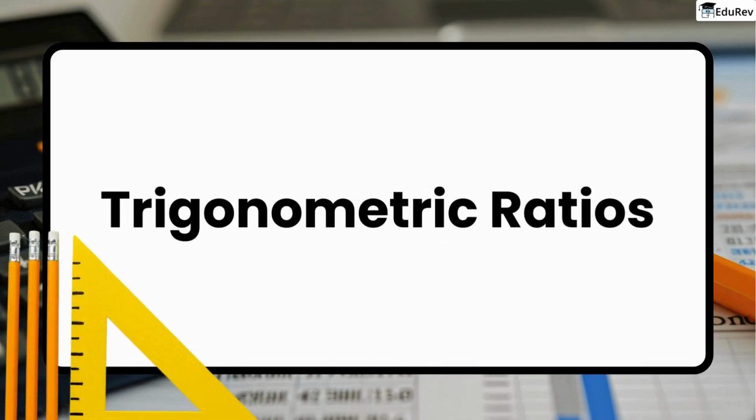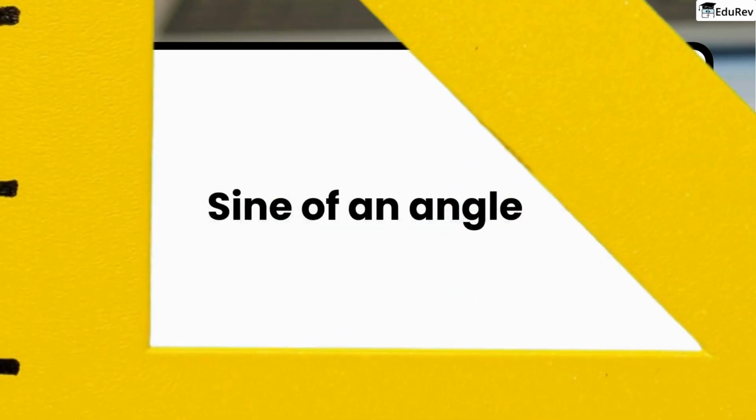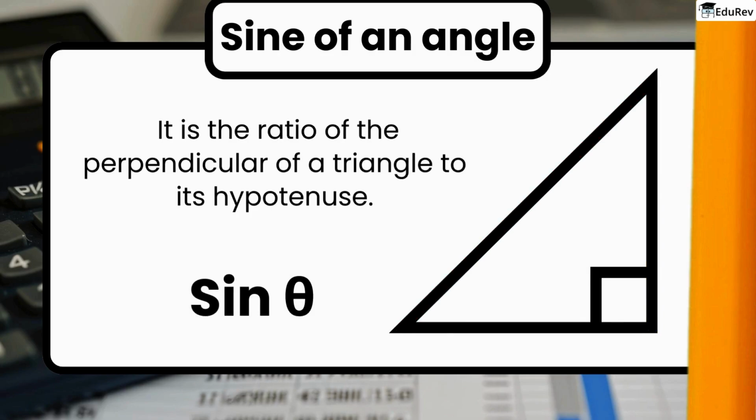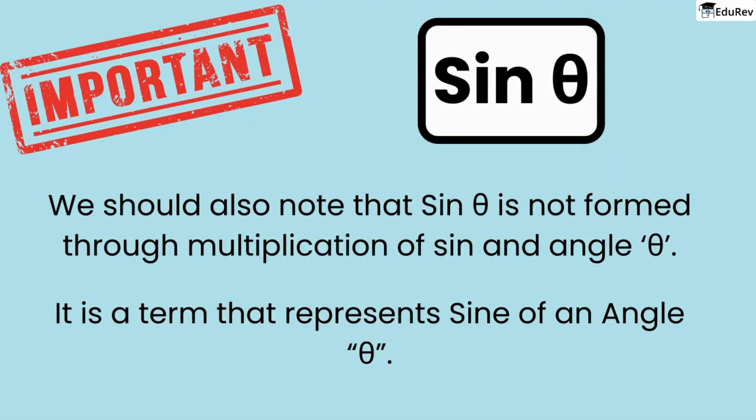We have ratios in trigonometry as trigonometric ratios. Let us study them one by one. Sine of an angle. It is the ratio of the perpendicular of a triangle to its hypotenuse. It is represented by sine theta. We should also note that sine theta is not formed through multiplication of sine and angle theta. It is a term that represents sine of an angle theta.